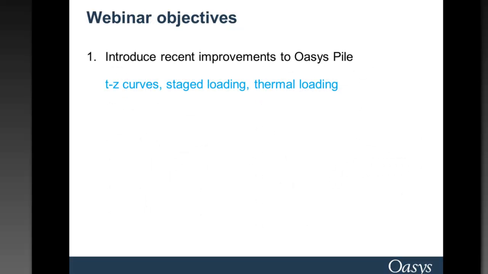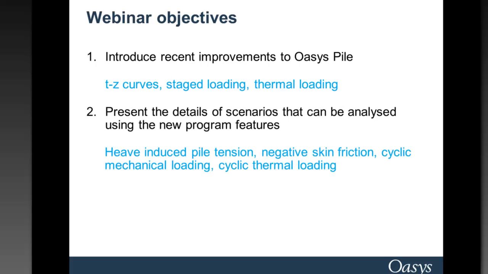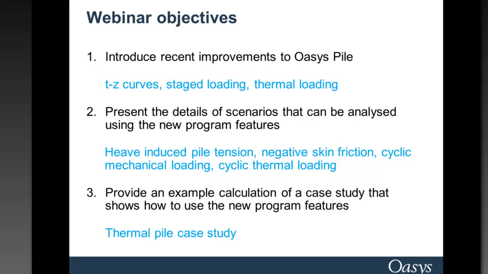So just to recap on the objectives of the webinar today, the first was to introduce the recent improvements that have been added to Oasys Pile, and in summary those are TZ curves, staged loading and thermal loading. Then I presented a few scenarios that you could analyze using the new program features, and we mentioned heave-induced pile tension, negative skin friction, cyclic mechanical loading, and again that could either be some large scale or long-term offshore foundation, or something smaller, more short-term pile load test, and finally cyclic thermal loading. And with the cyclic thermal loading, we talked through a little case study that uses all three of the new program features, and talked through some of the results, and explained where the new program features are found, and how you could go about using them.